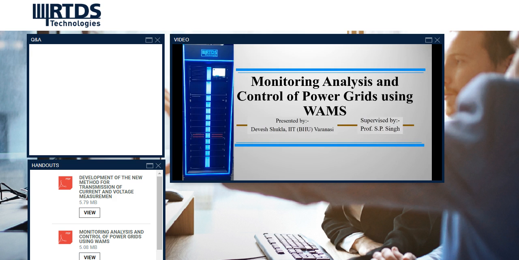I, as introduced by Kate, am Devesh Shukla, and I will be presenting the session on monitoring, analysis, and control of power grids using WAMS. I am a research scholar at Indian Institute of Technology, Banaras Hindu University, working under the supervision of Professor S.P. Singh.